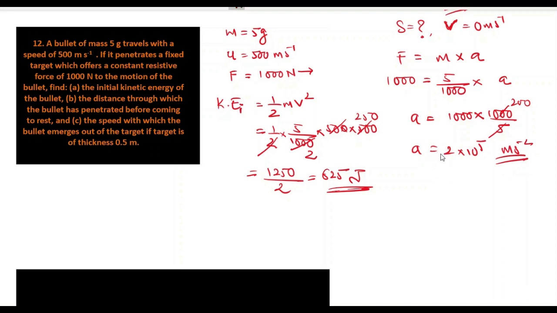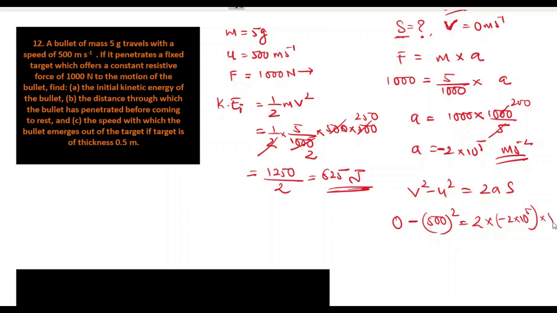Why retardation? Because the speed of the bullet finally becomes 0. The fixed target is offering a resistive force. That's why this is a retardation. Okay, so now we can find the value of s by using this relationship: v square minus u square is equal to 2as. What is v square? Final velocity 0. What is initial velocity square? 500 square. What is 2? 2. What is a, acceleration? Minus 2 into 10 raised to 5. What is s? We don't know.